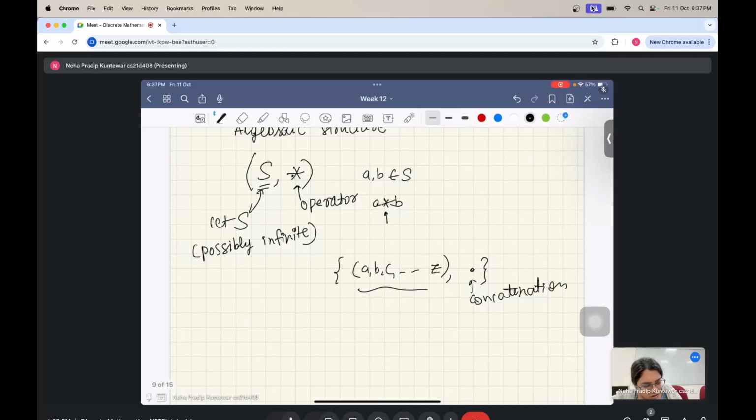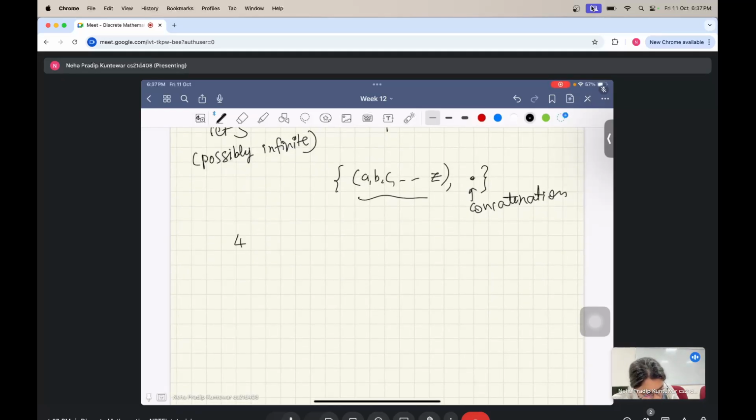So the application of that may not be very easy to motivate at the moment, but let's try to define what a group is. You say it is a group if it satisfies four properties. The first is what is called the closure property. That is, if I take any two elements, for all a, b in the set S, and I do this operation a star b, then the resultant element should also be in the set S.